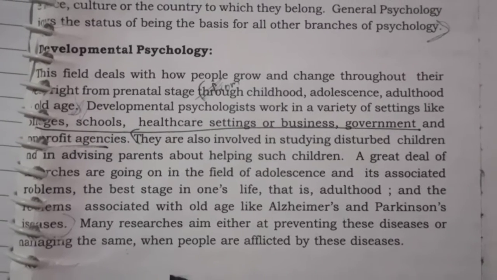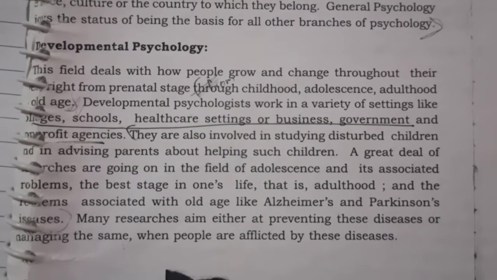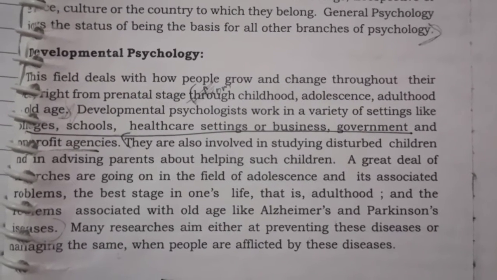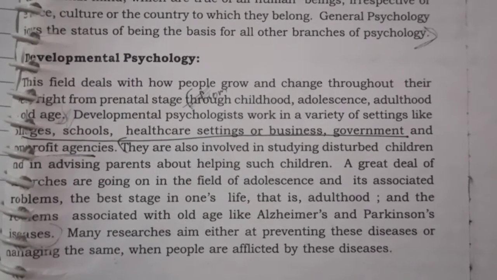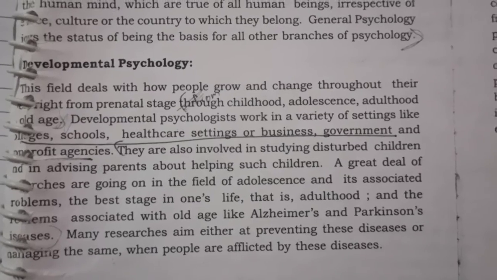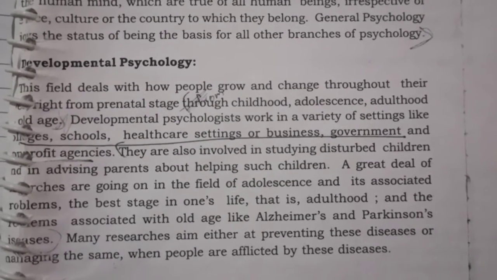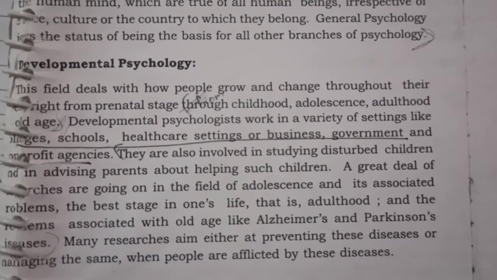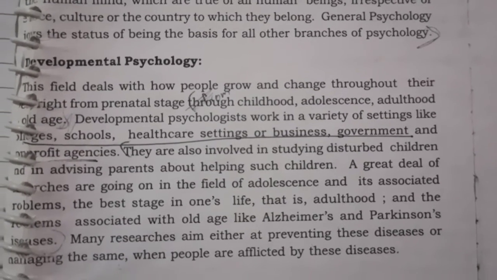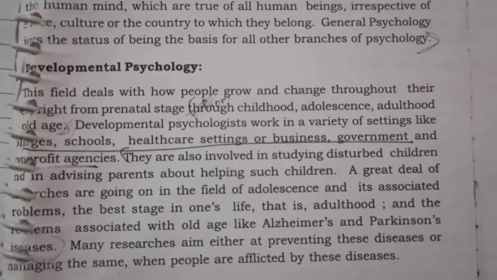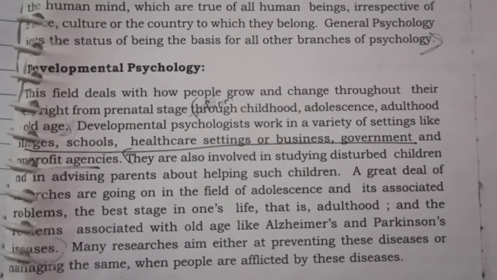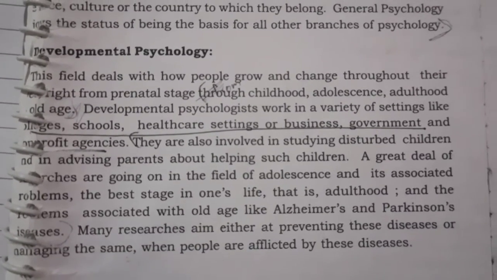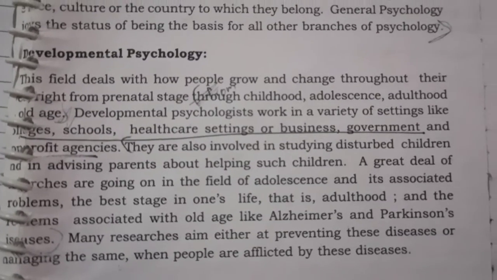Developmental psychology, this field deals with how people grow and change throughout their life, right from the prenatal stage through childhood, adolescence, adulthood, and old age. So developmental psychology deals with the growth or change that we get while we are growing. It starts from the prenatal stage, when we are inside the womb of our mother. Developmental psychology starts from there, and it continues to your childhood, adolescence, adulthood, and old age.